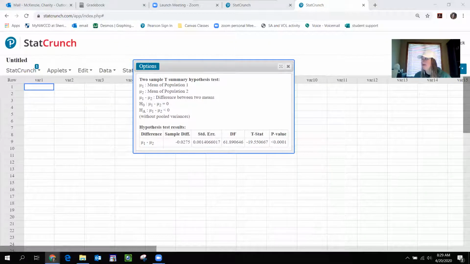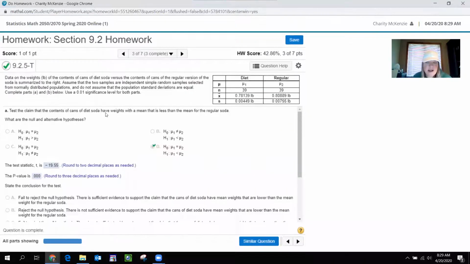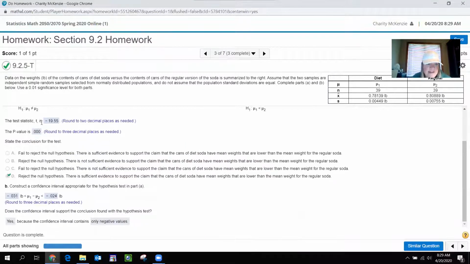And then compute. So our test statistic is here, and our p-value is there. So I'm going to bring back over this problem. So look, we have this test statistic and the p-value here. That p is very low.